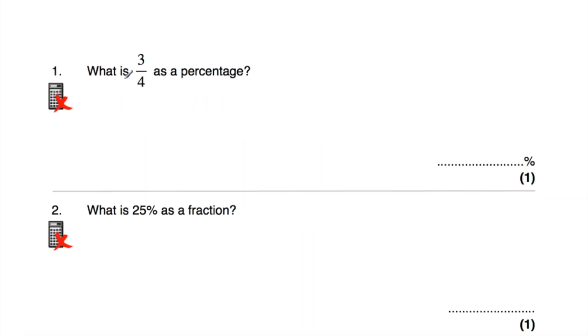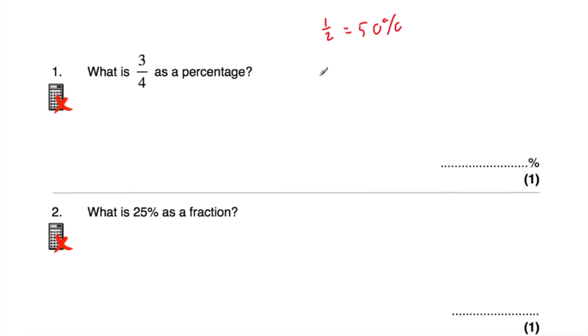Okay, question number one says, what is 3/4 as a percentage? Now there are some fractions and percentages that you just know off by heart. You should know straight away that a half is equal to 50%. Also, you should know that a quarter is equal to 25%. That's another important one to learn off by heart. And then 3/4 is equal to 75%. So it's very important to know that 3/4 as a percentage is 75%.